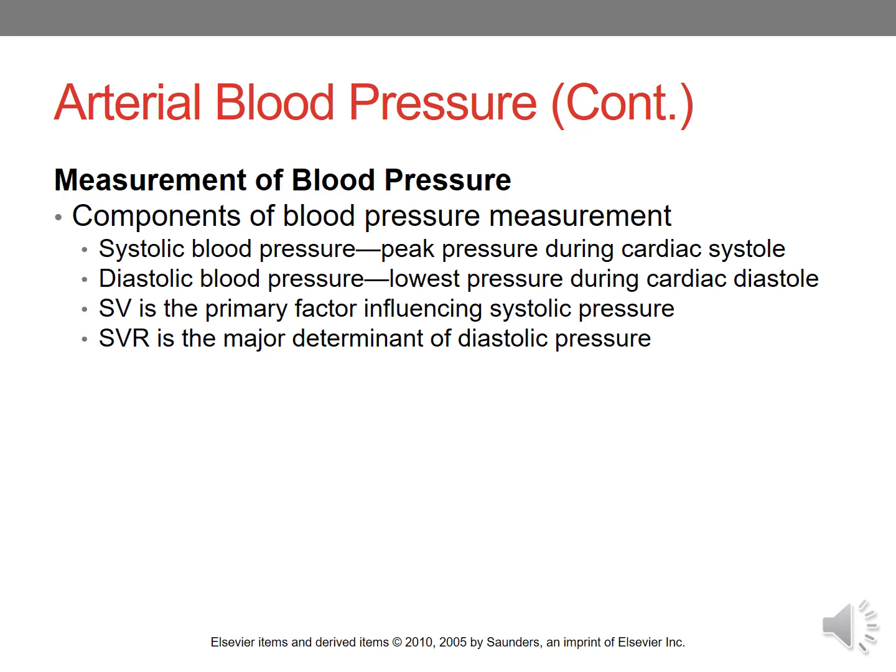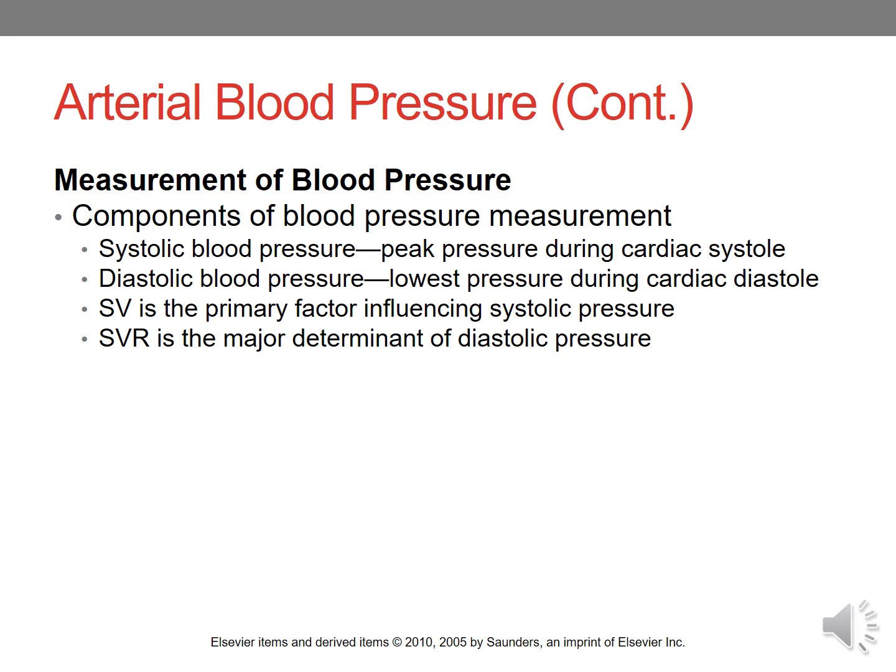And this is the major determinant for diastolic pressure. So let me try to paint a picture for you. Let's say you have a person that is now having a contraction of the heart, and through that heart contraction, the volume of blood that's now in the heart is going to contract and be forced out into circulation. When that volume of blood is forced out into circulation, this is what we call the systolic blood pressure, because it's the highest pressure point.